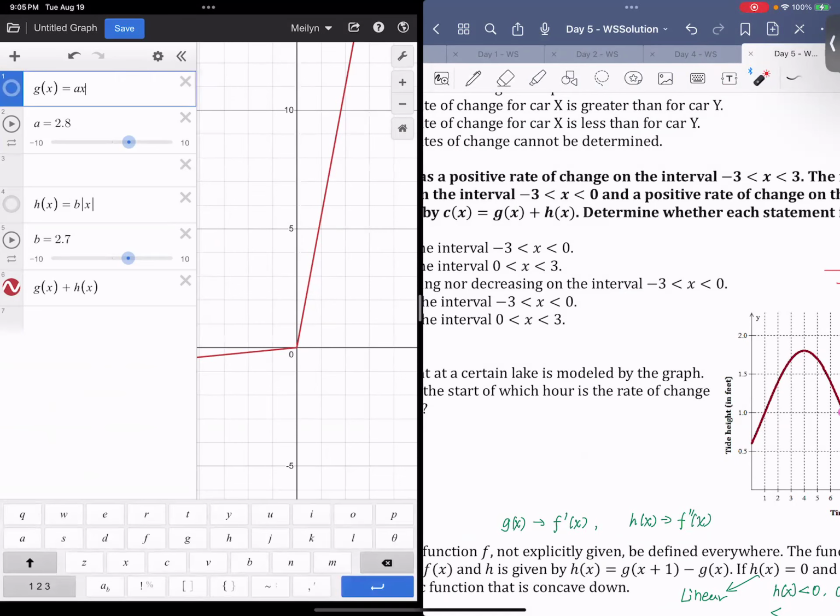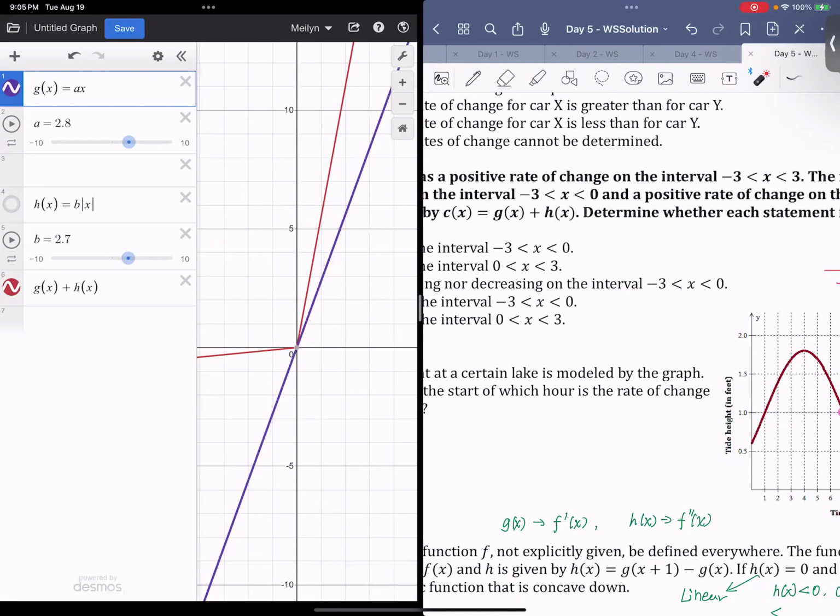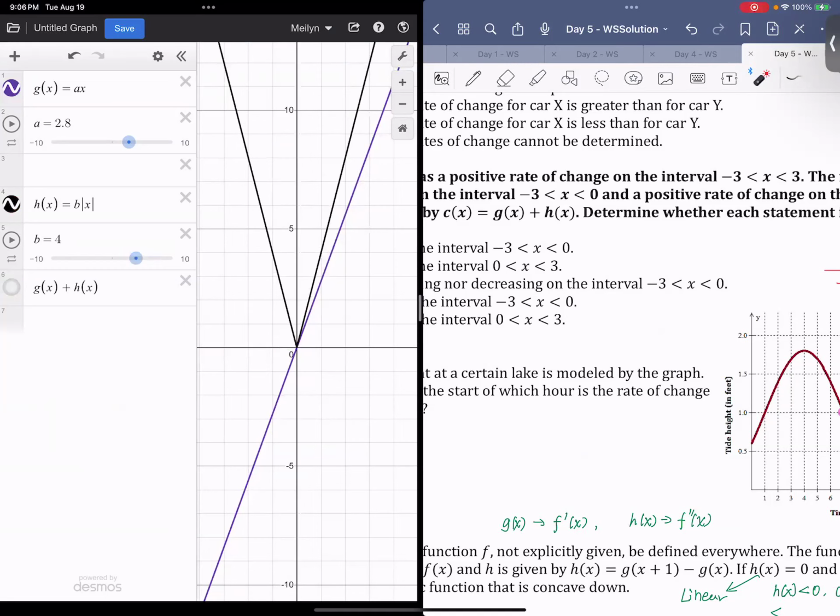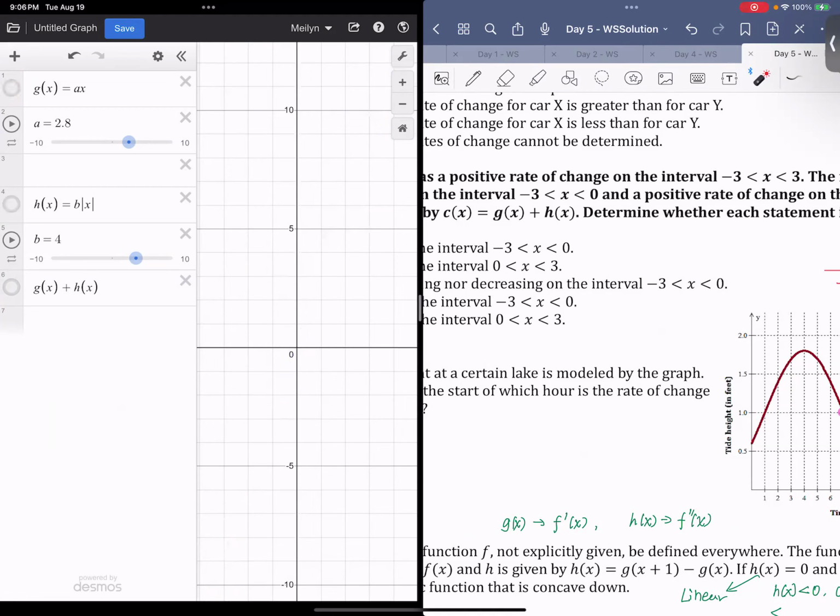So what I did: g of x is ax. You don't know the slope, so you put a as a slider. And I put h of x. H of x is b times the absolute value of x. I don't know how much b is, so I make b a slider, so I can change my b. After I have both my a and b, I write down g(x) plus h(x). Now I'm going to show you this magic using my finger.